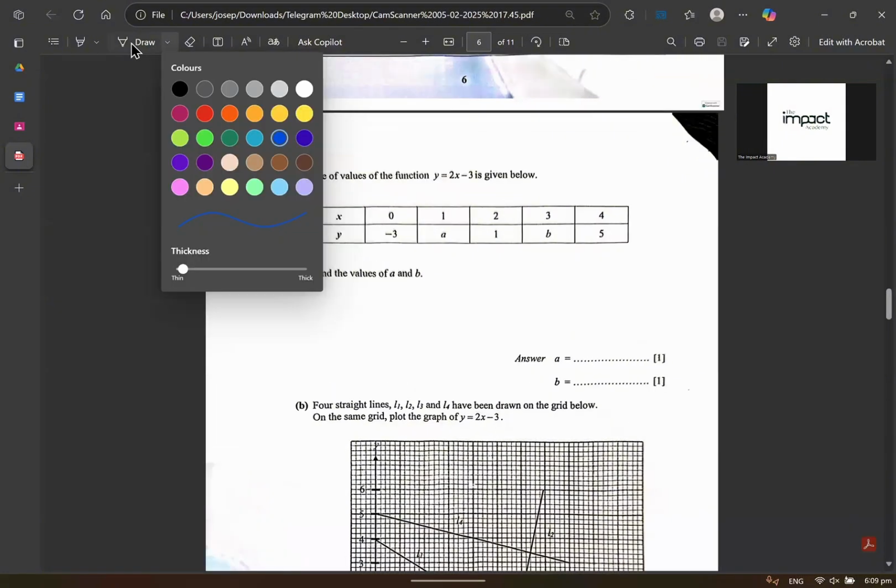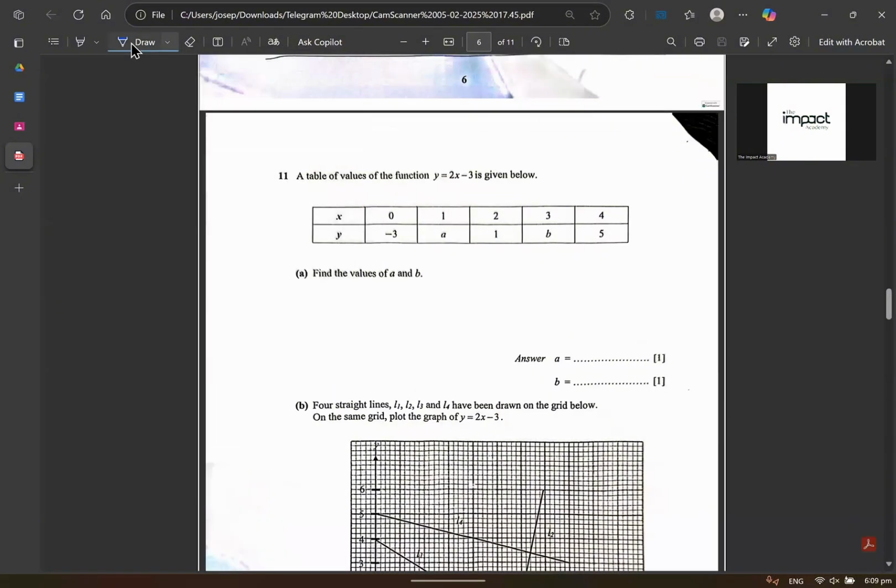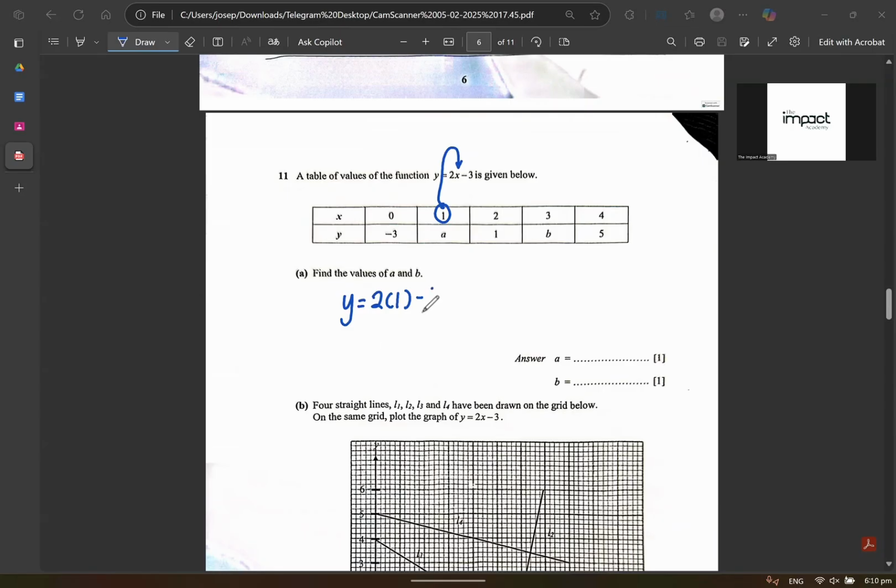Now, in the first question, right? I guess what I want to tell you is this. You obviously can find A and B very easily. Do you recall? Maybe just to refresh your memory. All you need to do to find A and B is to sub the values in, right? To sub 1 into x. Make sense? y equals 2 bracket 1 minus 3. Make sense? y is equal to 2 minus 3.